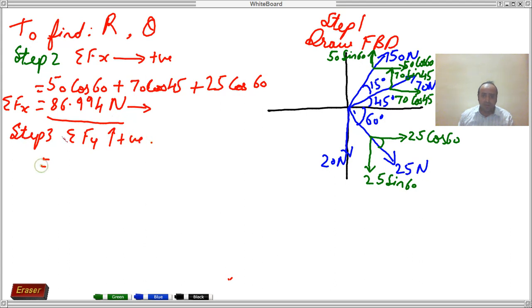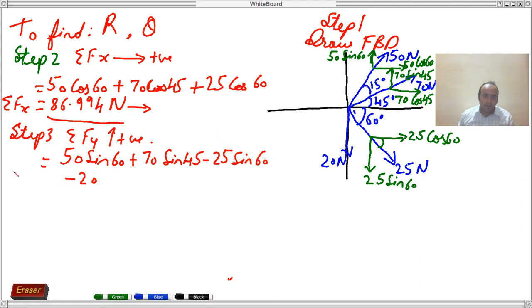So here the equation goes as, you can predict it very well now. I'll be taking this 50 sin 60, then 70 sin 45, then minus 25 sin 60 and minus 20. Very good. So 50 sin of 60 plus 70 sin of 45 minus 25. Why minus now? Because it is acting in vertically downward sense. Minus 25 sin of 60 minus 20.